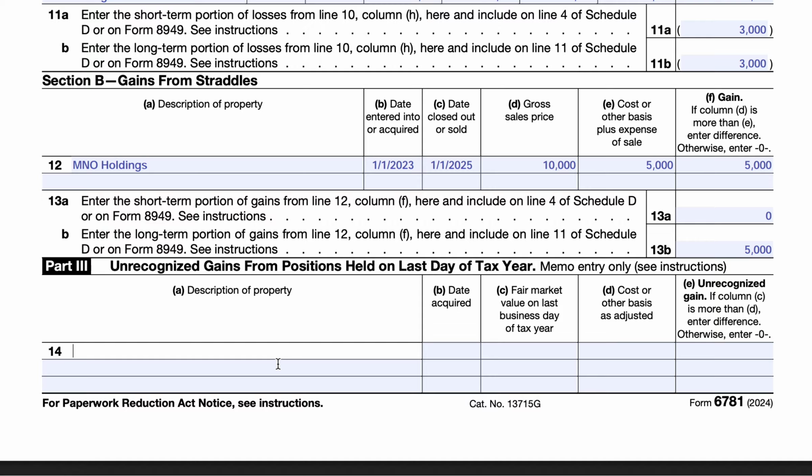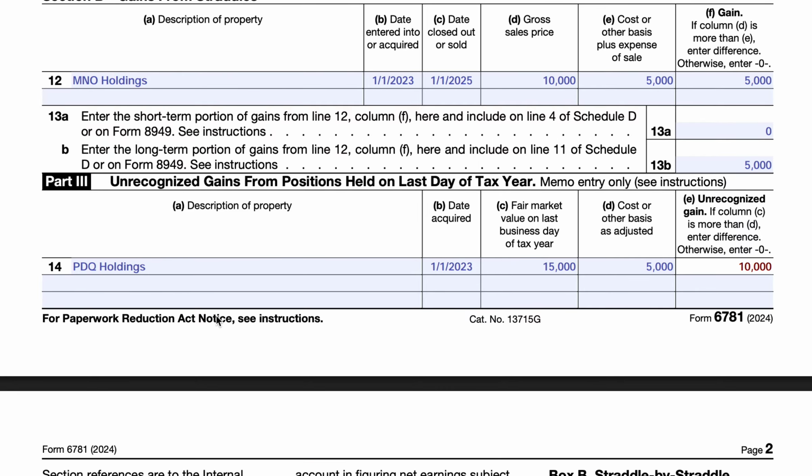So let's just say that this is PDQ Holdings, and you've had this since 2023 as well, and the fair market value is this, your cost basis is that, your unrecognized gain is $10,000. So there's not really anything you need to do. You don't carry it to another part of your tax return. It's simply there to carry forward to the next year.